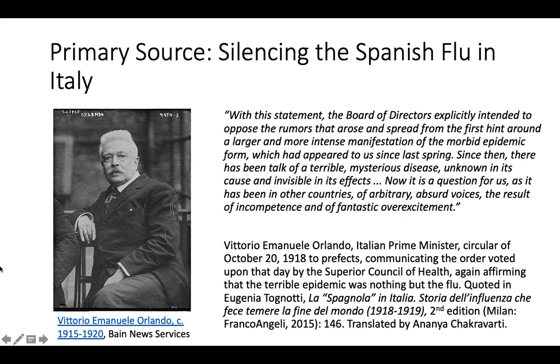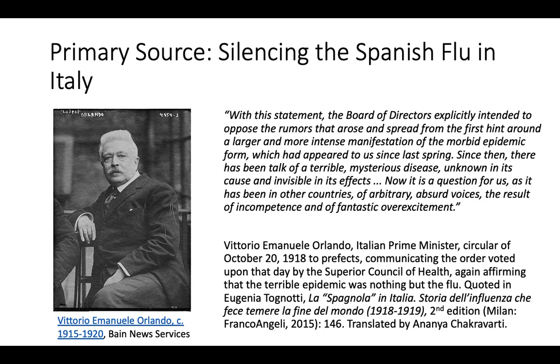Here is another primary source where we can see how the Spanish flu was actually deliberately silenced in Italy. This is a circular that the then Italian Prime Minister Vittorio Emanuele Orlando sent on October 20th, 1918 to prefects, communicating the order voted upon that day by the Supreme Council of Health, again affirming that the terrible epidemic was nothing but the flu.